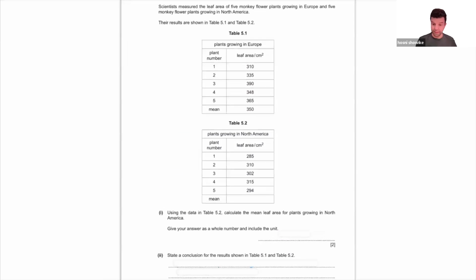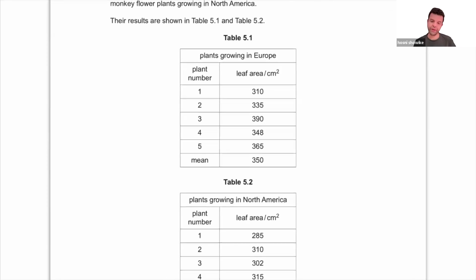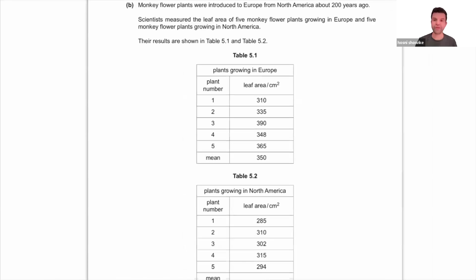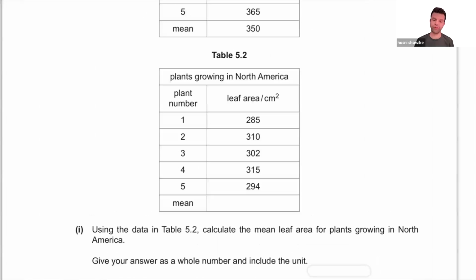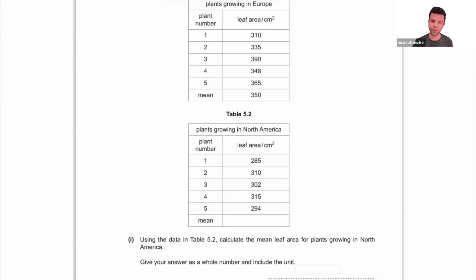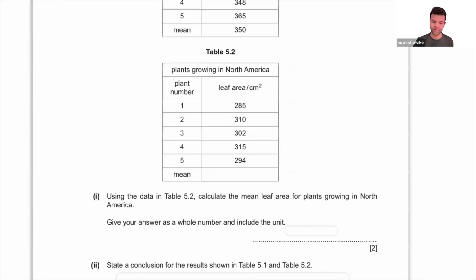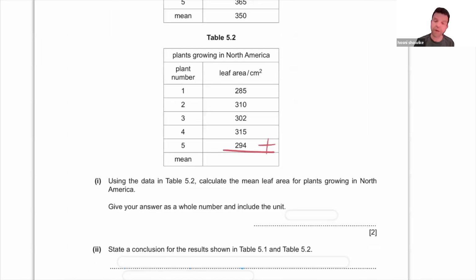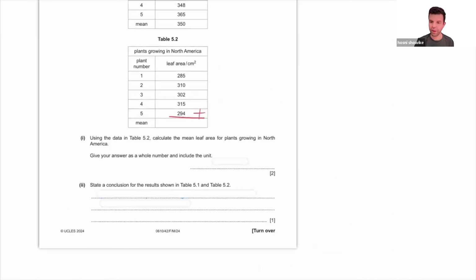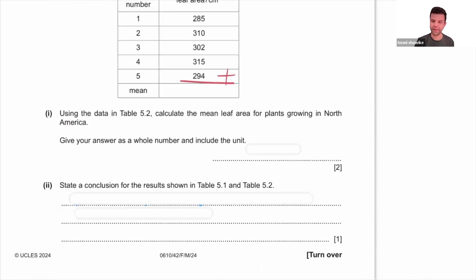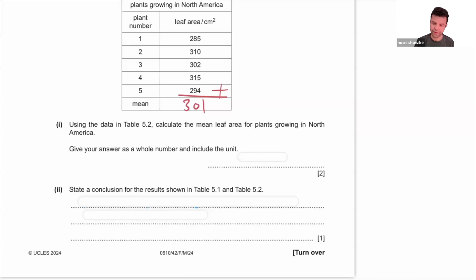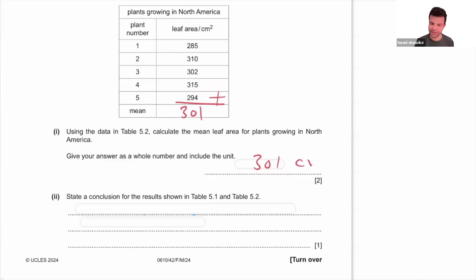Okay? The same question continues, and they're showing me here plants grown in Europe versus plants grown in North America. They wanted me to find the average, or the mean, of these numbers. That's leaf size, how big the leaf is on either continent. So I'm going to add up these numbers and divide by 5. Quite simple, right? So we add them up, divide by 5, and you're going to get 301. And don't forget the unit again, cm squared, okay? It's an area, right? It's written here.